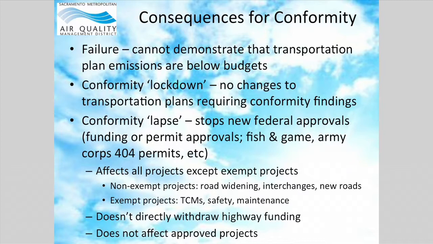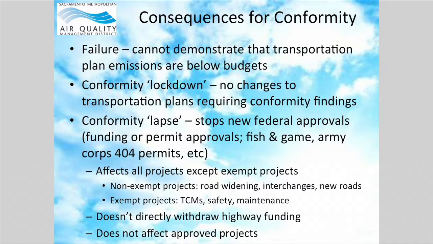It happened back in 2003 and 4, and finally in 2006, through a lot of work between SACOG and the Air District and Region 9 and the Federal Highways, we got back on track and had an approved conformity budget. But that can happen. It delayed a lot of projects. 27 regional projects were impacted.